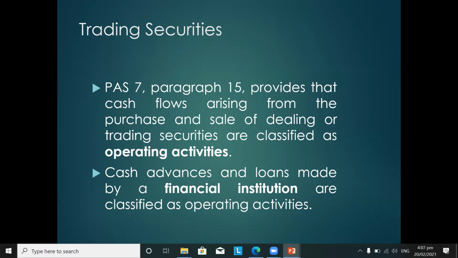Aside from that, if you are a financial institution, cash advances and loans made by a financial institution are usually classified as operating activities since they relate primarily or they are considered to be the primary source of revenue ng isang financial institution.